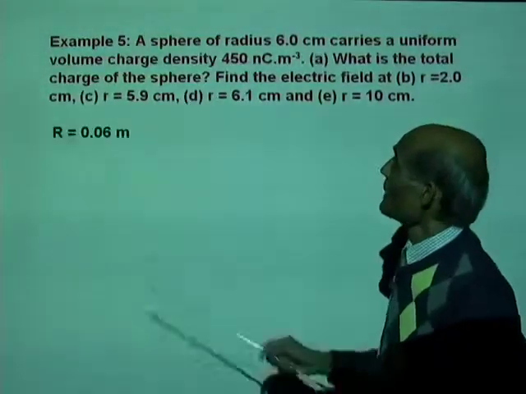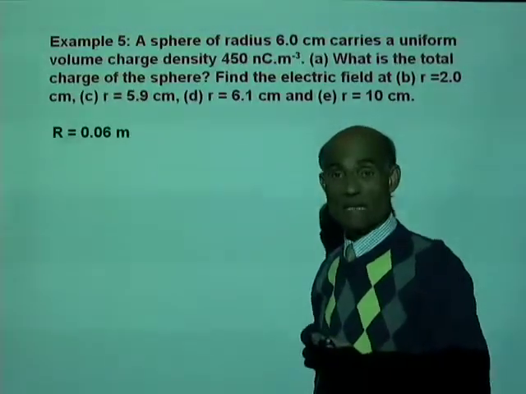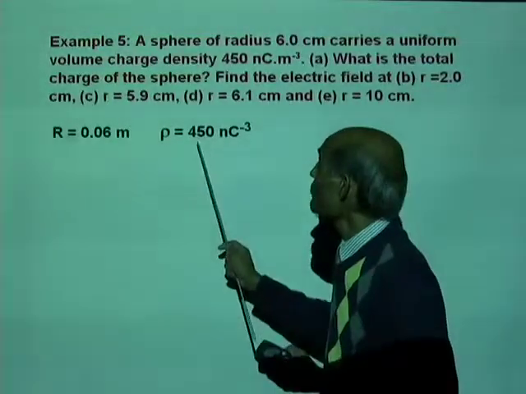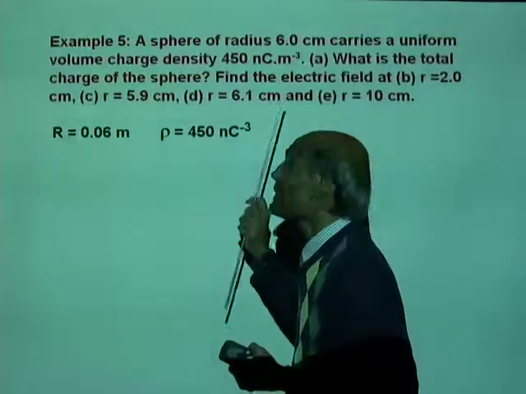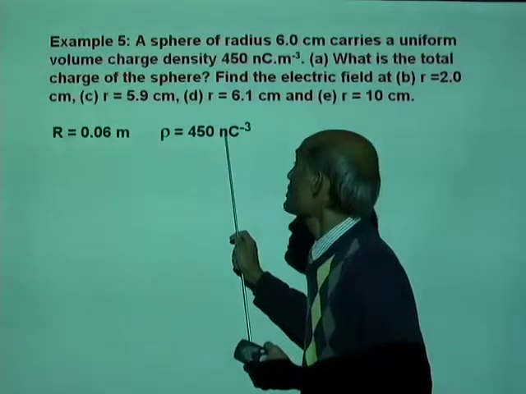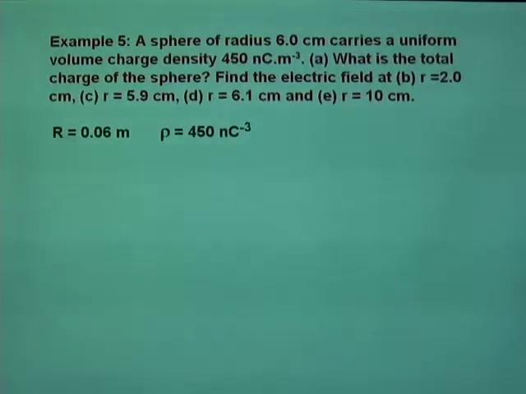Alright, let's get going. The radius of the sphere is 0.06 meter, 6 centimeter. Rho, the volume charge density, is 450 nanocoulomb per meter cubed. Well, this is not written correctly. You must write it as nanocoulomb per meter cubed. That is the unit of rho. There's an m missing in between there.